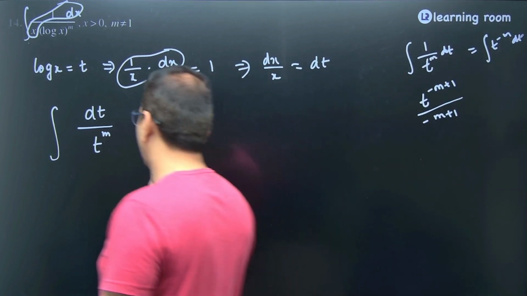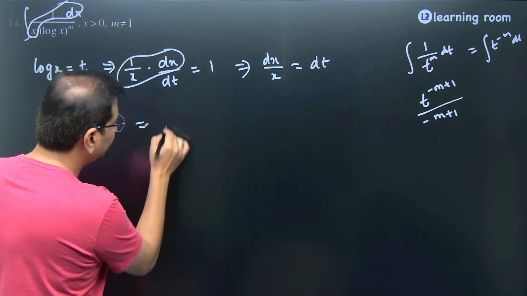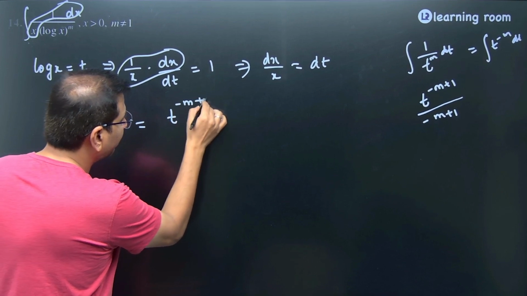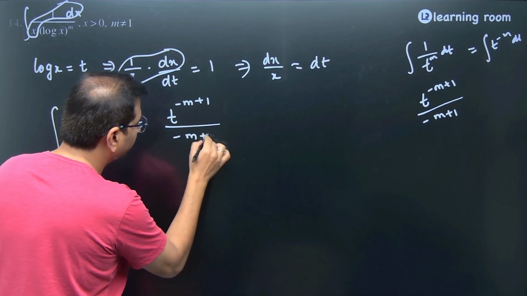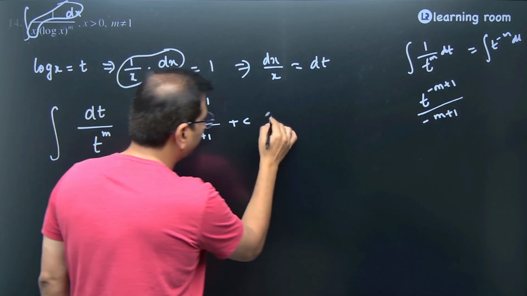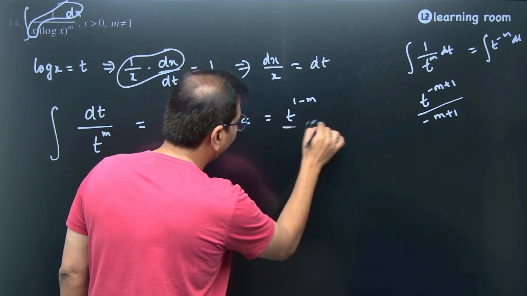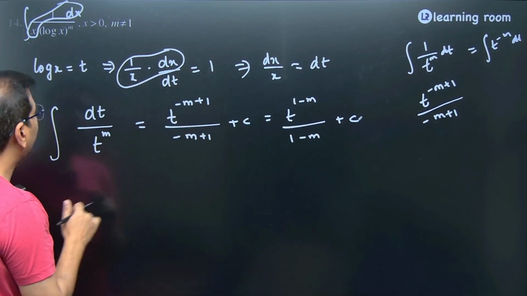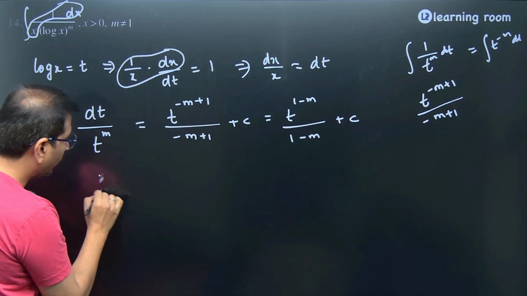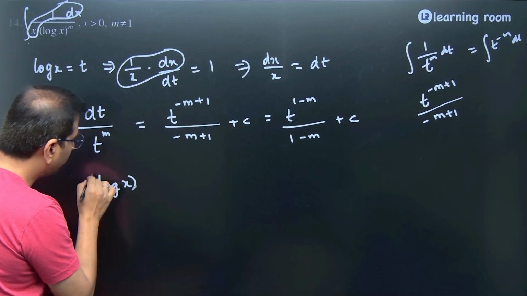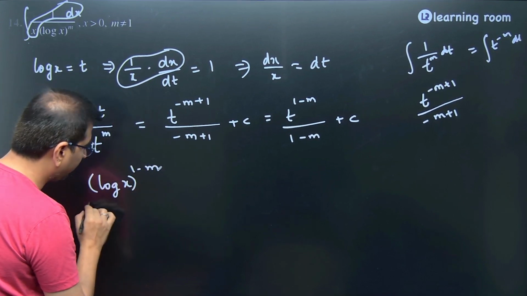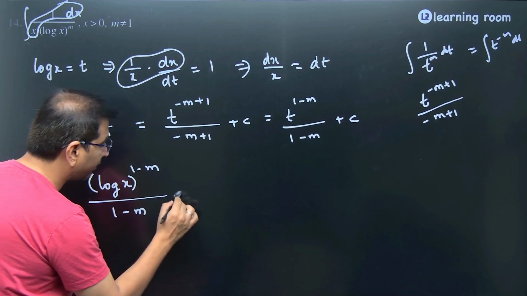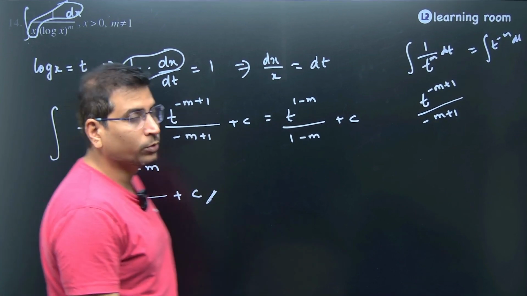Using the same logic here, we'll get the final answer as t power minus m plus 1 divided by minus m plus 1 plus c, or this can also be written as t power 1 minus m divided by 1 minus m plus c. Both are correct, okay? So resubstituting the value of t back, we will get (log x) to the power of 1 minus m the whole divided by 1 minus m plus c. So this would be the final answer.